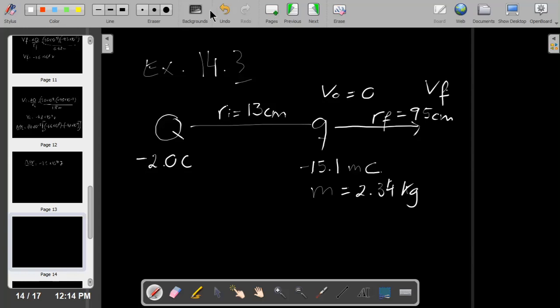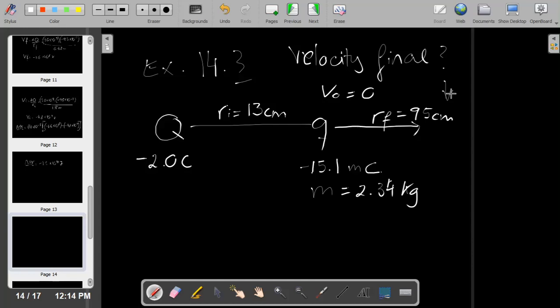Maybe I should put velocity. Not to be confused with electrical potential. This is velocity we're talking about. I'm going to put, question is velocity final, at this point, when it reaches this position right here.